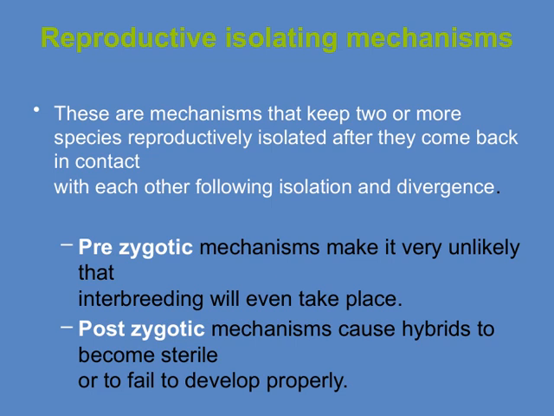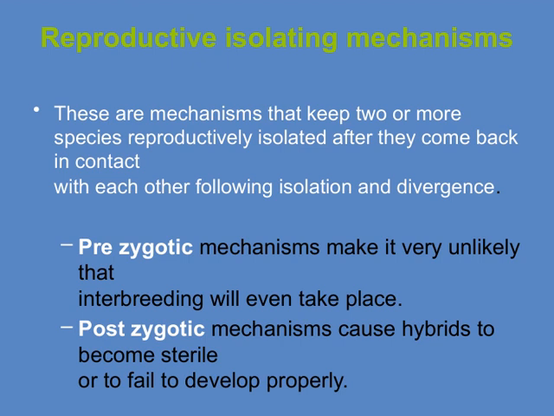Reproductive isolating mechanisms are really fascinating because they help maintain the boundaries between different species, even after those species come into contact again following a period of separation and divergence. Essentially, these mechanisms act as barriers to prevent gene flow. There are two main types. First, we have prezygotic mechanisms, which are like gatekeepers. They make it very unlikely that mating will even occur between different species. These can include things like differences in mating behaviors, timing, or even incompatible reproductive organs. Because of these barriers, interbreeding becomes highly unlikely.